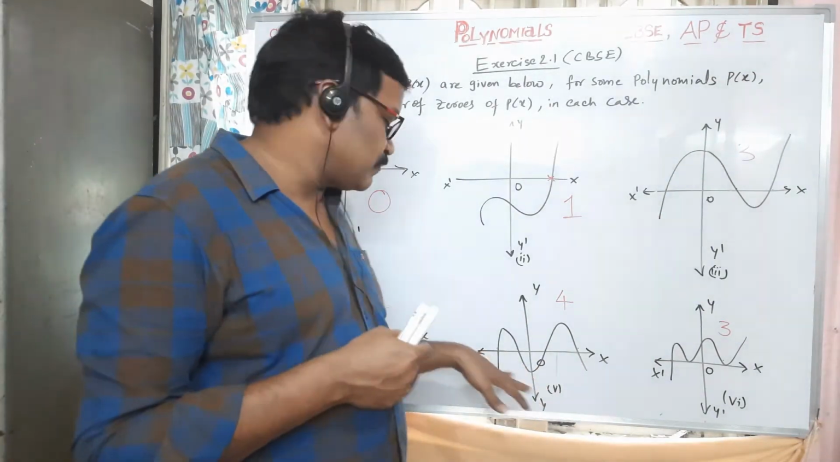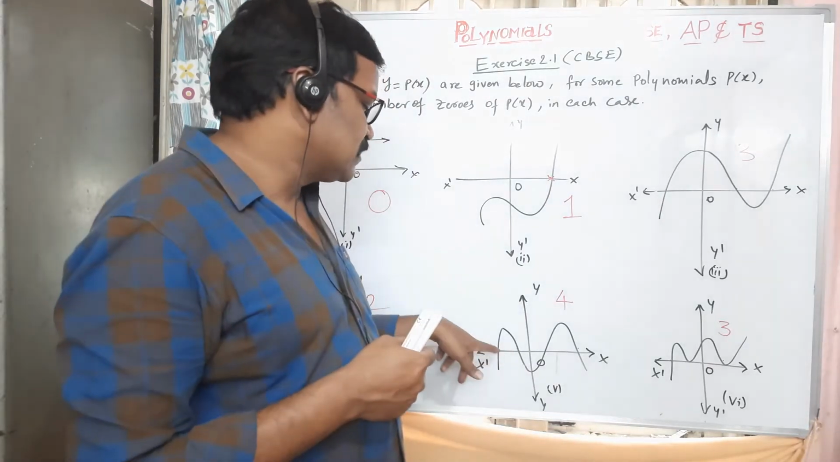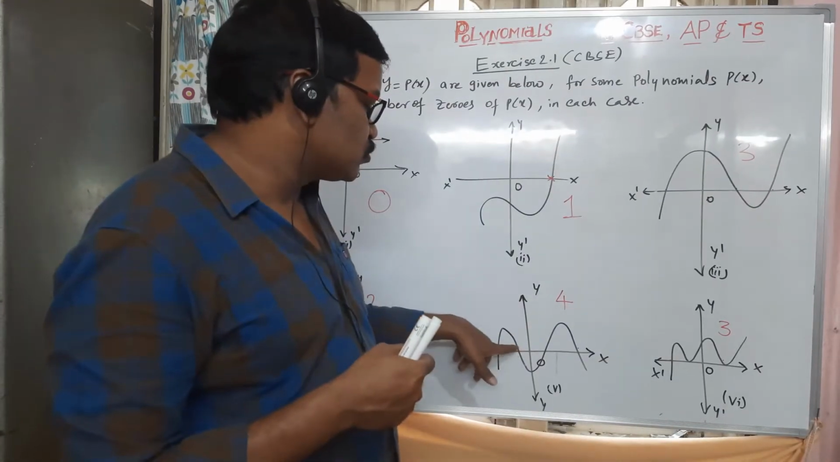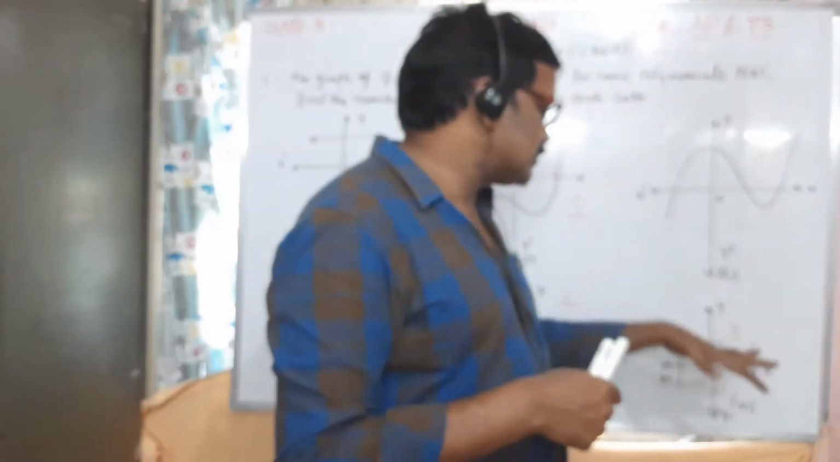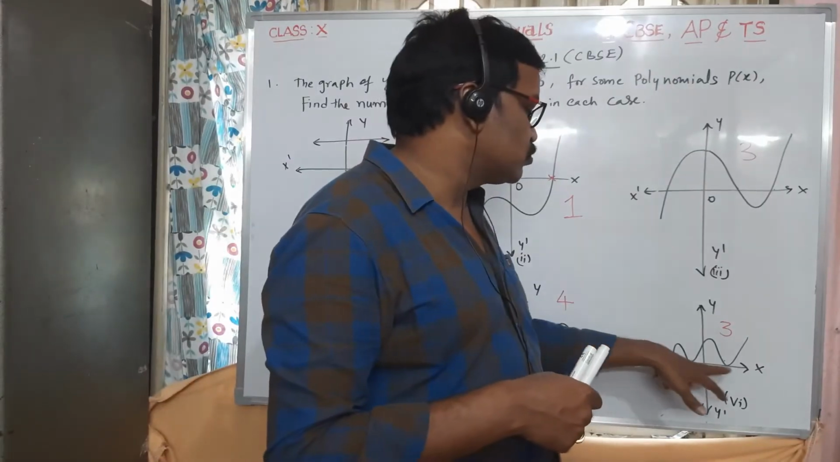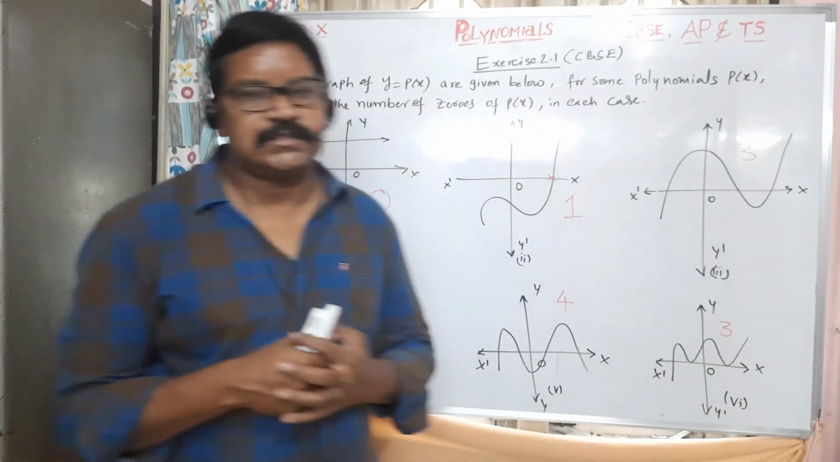Coming to this graph, it intersects the x-axis. Count, children. 1, 2, 3, 4. Therefore, the number of zeros is 4. Here, this graph intersects the x-axis at 1, 2, 3. So, the number of zeros is 3.